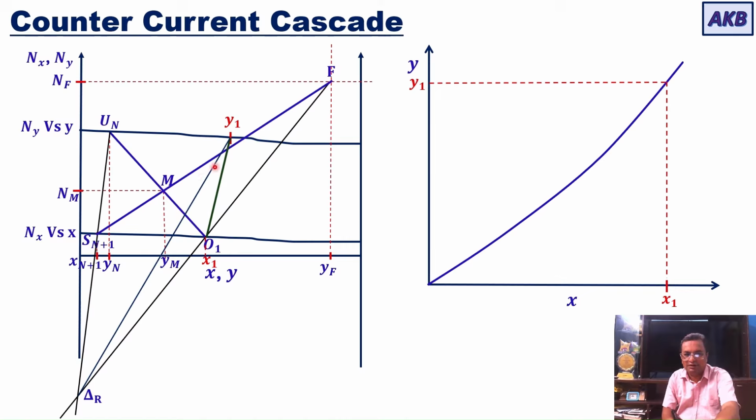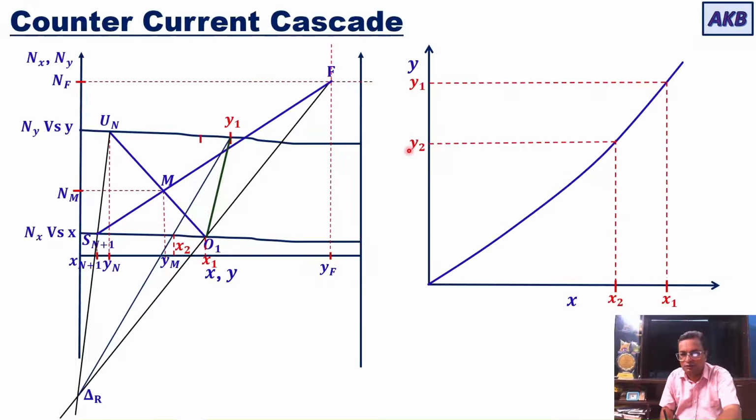I will draw a line from Y1 till I reach the point delta R. So in that process I get this point. I will read the X coordinate of this point, and that will be another value of X. Let me call it as X2. I will take this value of X2, come to the equilibrium diagram, locate X2 and get the value of Y that is in equilibrium with X2.